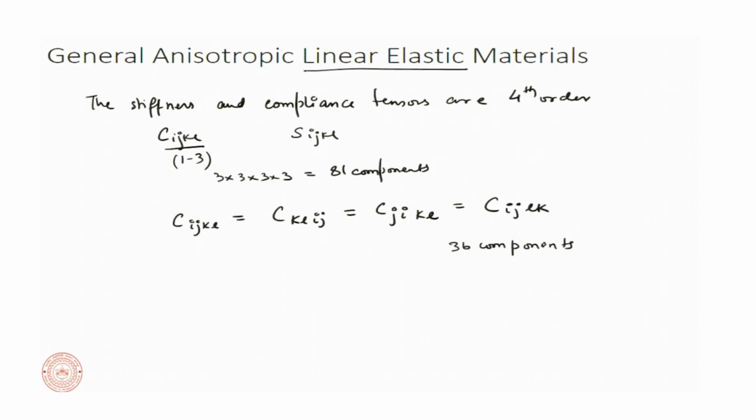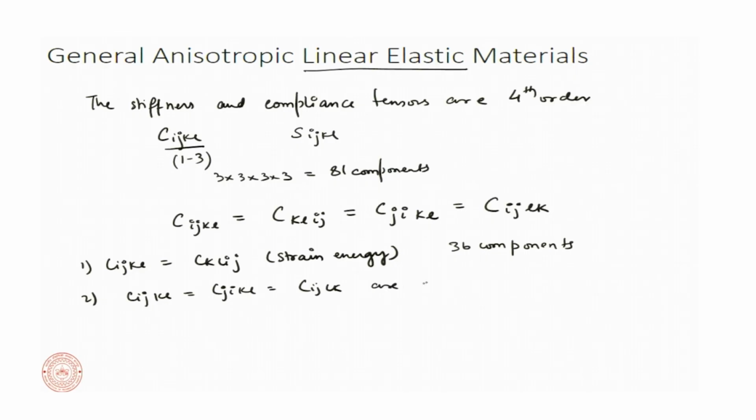So in this case we find out that the first symmetry, that is Cijkl is equals to Cklij, is due to the definition of the strain energy, and the last two, the first with the third, are from the symmetry of the stress and the strain tensor.